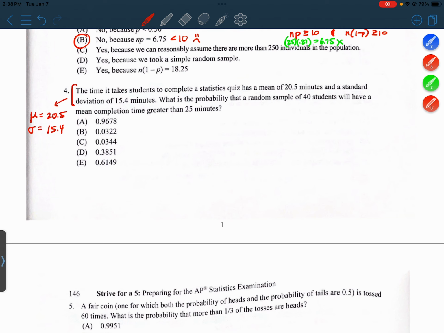And then the question is asking about the mean of a sample. In other words, it's asking about values of x bar. So to answer this question, we need to create the sampling distribution of x bar. So we've got to determine the shape of this sampling distribution, its center, and its variability.